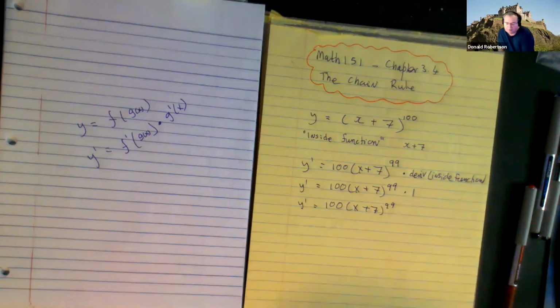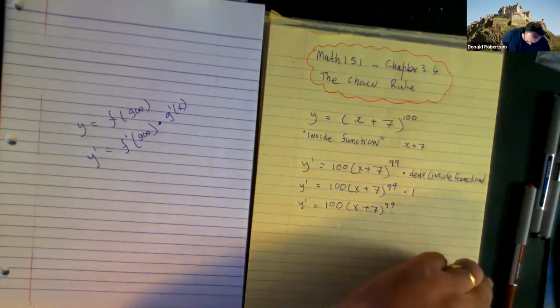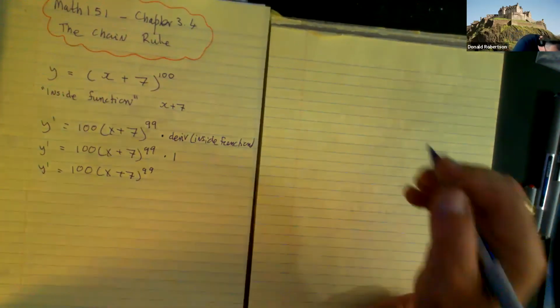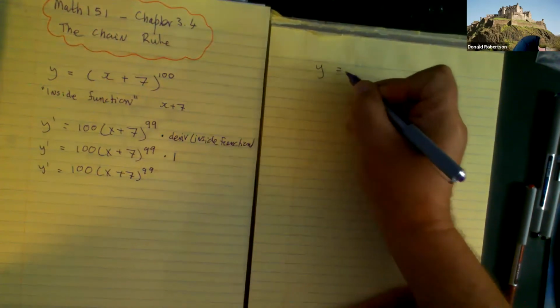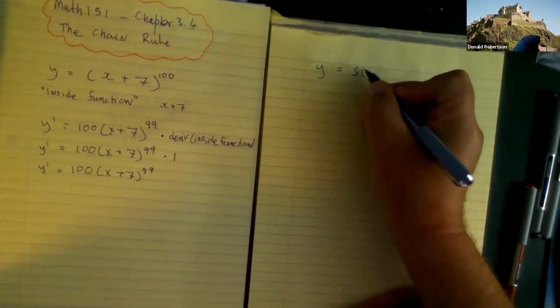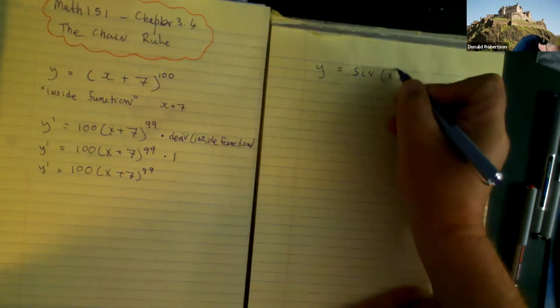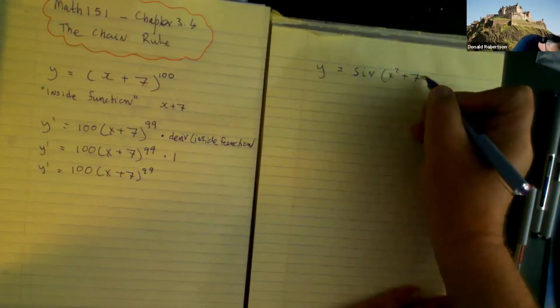There you go. Well, that was simple, wasn't it? The derivative of x plus 7 to the power of 100 is just 100 times x plus 7 to the power of 99. Well, of course, they don't stay simple forever, but let's keep them simple for a little while longer. Let's suppose I wanted to differentiate the sine of x squared plus 7x minus 1.